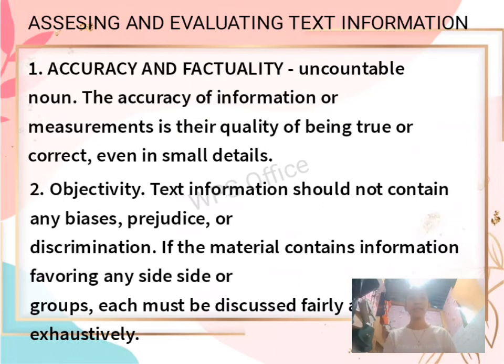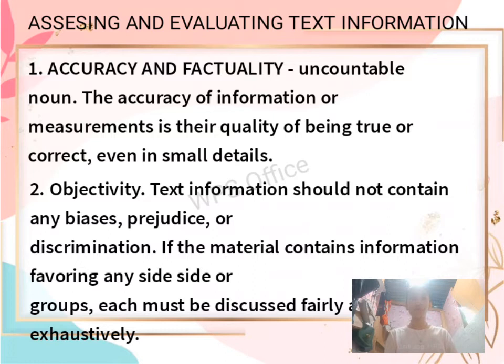The next one is assessing and evaluating text information. Number 1. Accuracy and factuality. The accuracy of information or measurement is the quality of being true or correct even in small details. Number 2. Objectivity. Text information should not contain any biases, prejudice, or discrimination.